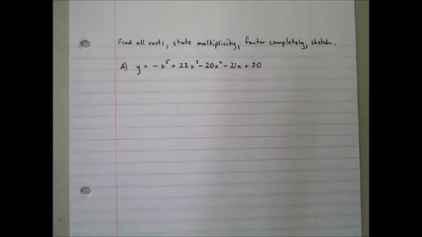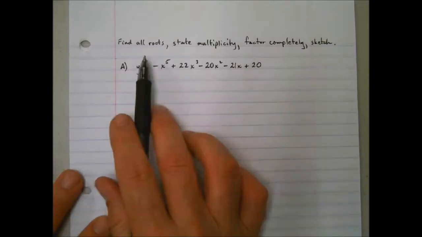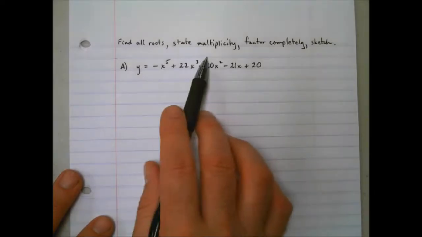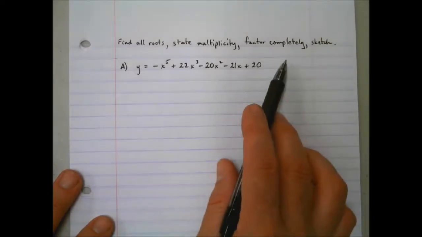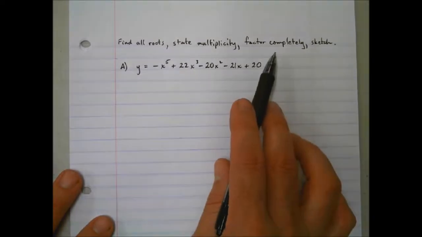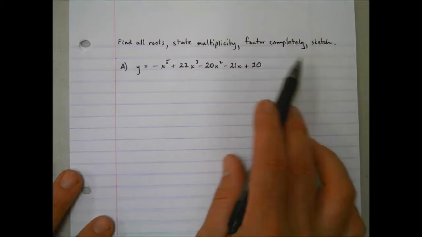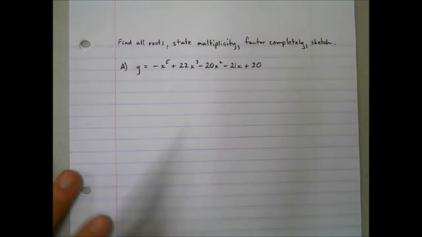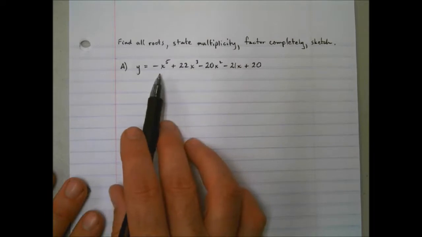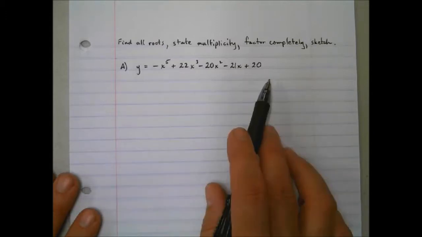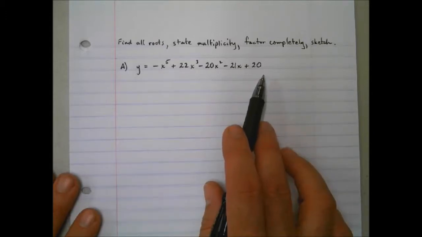Anyway, we're supposed to find all the roots, state their multiplicity, factor completely. Now, don't forget, factor completely always means factor completely over the integers and sketch. Okay, now since we're sketching ultimately, it doesn't hurt to go ahead and take a quick look. You can see that it's going to be a high to low polynomial. You can see that the y-intercept is going to be 20. We already know that.